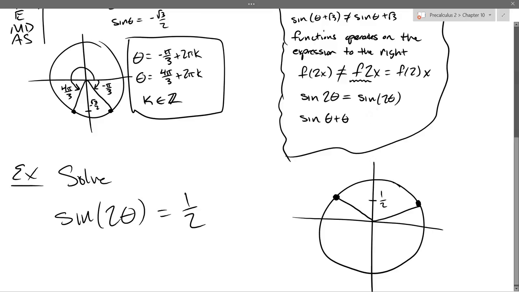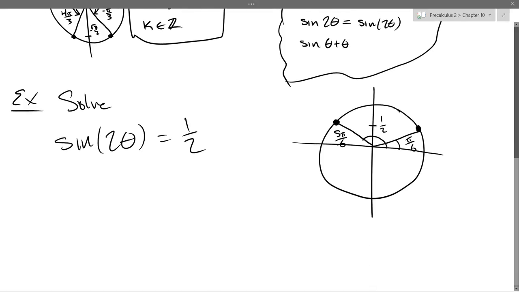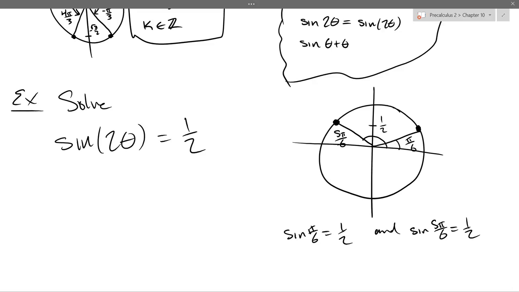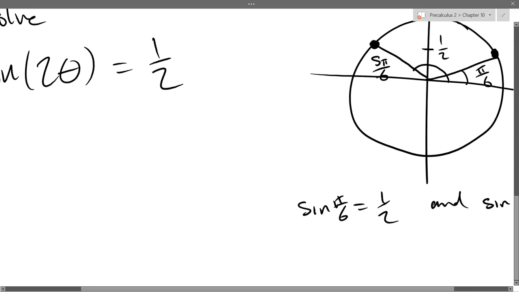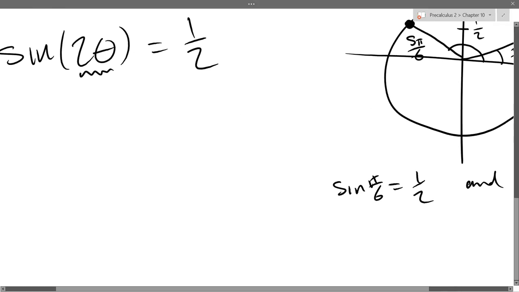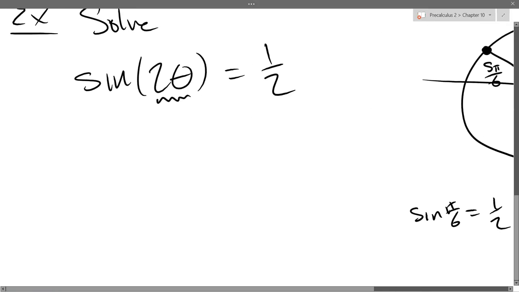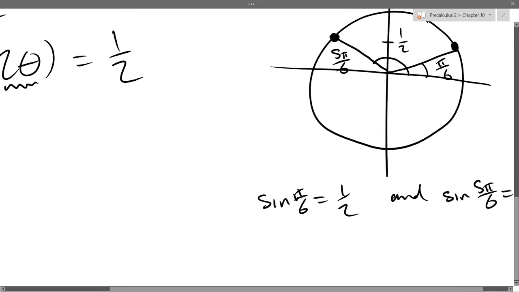Yep, that's right. So we got pi over 6, and so that's that angle, and then the other one going that way, 5 pi over 6. All right. So we're not breaking any new ground by writing sine pi over 6 equals 1/2 and sine 5 pi over 6 equals 1/2. So that's stuff we did before. So what we're going to do, I just underlined 2 theta. So this means 2 theta is either pi over 6 or 5 pi over 6.